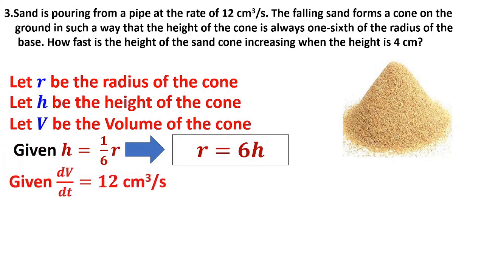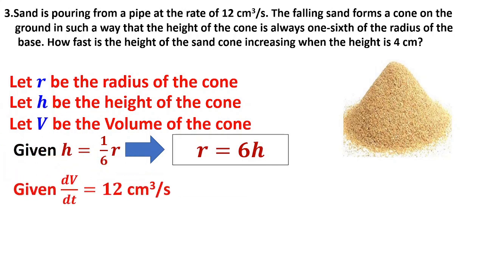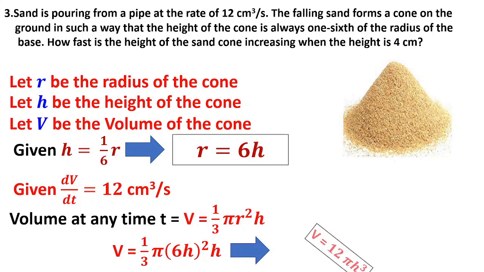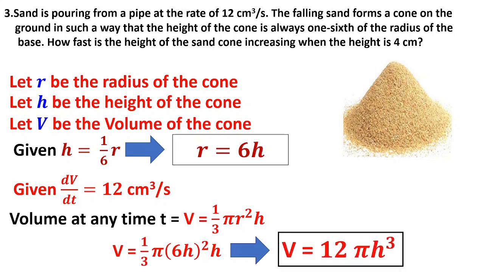I am putting it in the formula. Before we go further, what is given? dV by dt is 12, since it is pouring and therefore increasing. Volume is 1/3 pi r square h. For r I am replacing 6h, and I get the formula as 12 pi h cube. So I got a formula of volume in terms of a single variable.